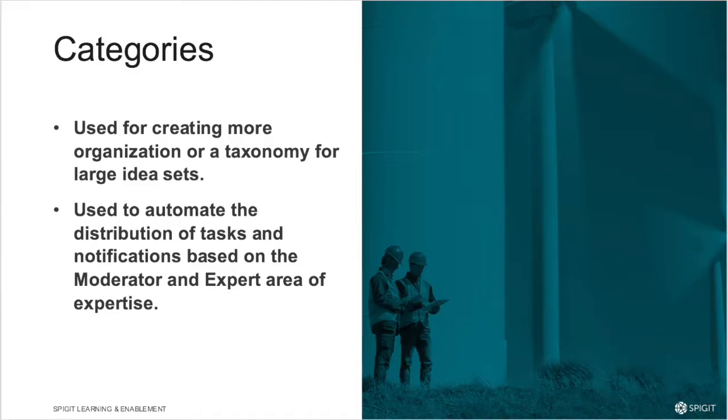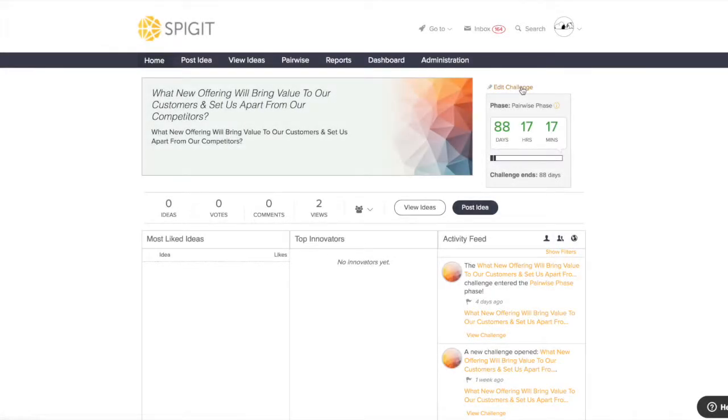A second benefit of using categories in Spigit is to help manage the workload of moderators and experts, especially when dealing with large sets of ideas. By assigning moderators and experts to specific categories, Spigit will automatically route notifications and tasks to the users of each respective category. Let's take a look at how this works.